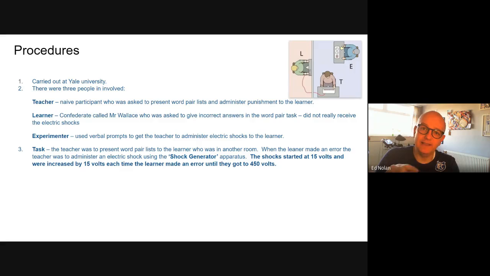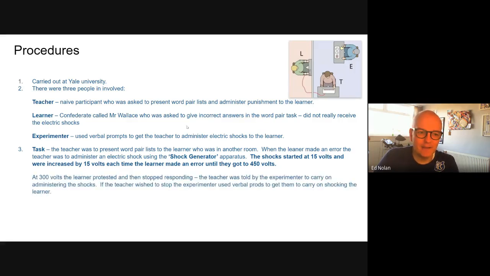The electric shock generator had buttons that went up in 15 volts. You'll see right at the end a picture of Milgram with that. The teacher was to administer 15 volts the first time they got something wrong, then 30 volts, then 45 volts, and they were to go up in 15 volt increments. Can you see? It gets higher each time. They started at 15 and ended up at 450 volts. One of your tasks is to work out, if they went up in 15s, how many buttons were there? By the way, I think it's 30, you might find.